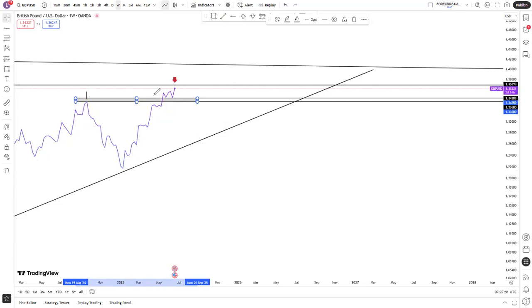You can see where the market broke this resistance. There's nothing much here. They went up, they came back down a little bit, they went up, they came back down to test the broken resistance as support. Hence, you can see now they are pushing up.